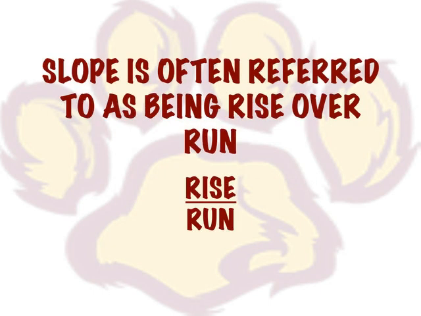Slope is often referred to as being rise over run. That's the amount that a line moves up or down over the amount that it moves left or right. If a line is moving up, that's going to be a positive number. If it's moving down, negative number. Likewise with the run, if it's moving to the right, it will be a positive number. If it's moving to the left, a negative number.